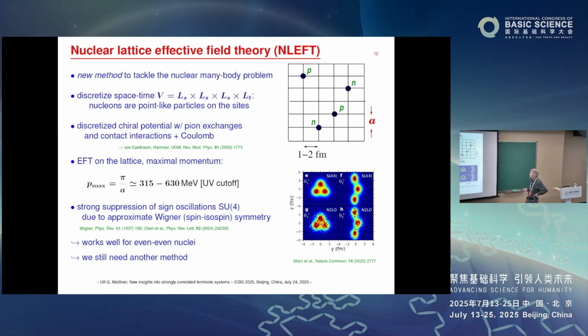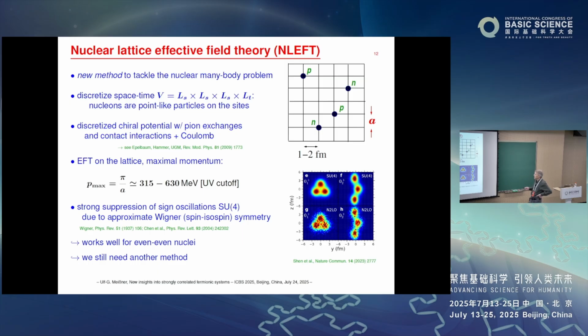So this is essentially the slide on the theory. It's a new method called nuclear lattice effective field theory, NLEFT. It's a new method to tackle nuclear many-body problems. You discretize your space, so your three directions are discretized in lengths LS, LS, LS, so X, Y, Z, and then you have Euclidean time LT. And then you have this grid shown here in two dimensions. And on the sites, where the lines cross, you put the protons and the neutrons.